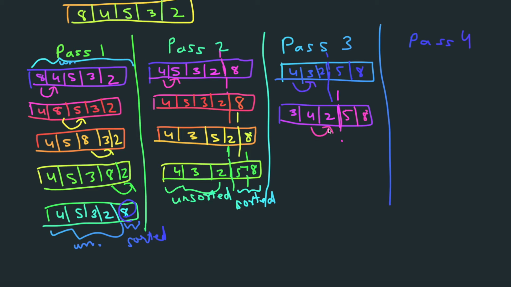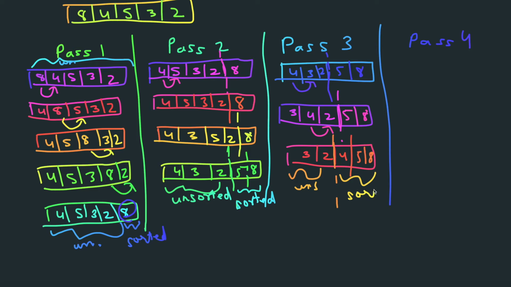Now 4 is compared to 2, 4 is greater than 2, so 4 comes in third position, 2 goes in second position. So if you see now, we need not compare 4 with 5 because we only are concerned with the unsorted portion. So after pass 3, the unsorted portion reduces in length further and the sorted portion increases in length.